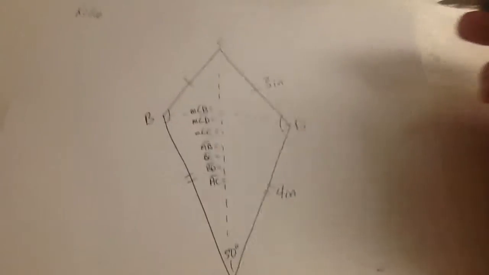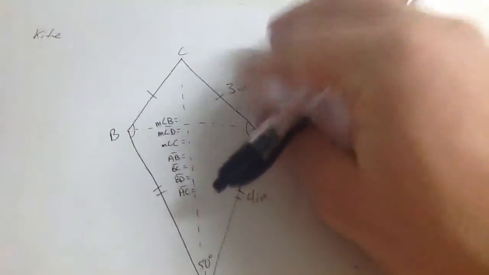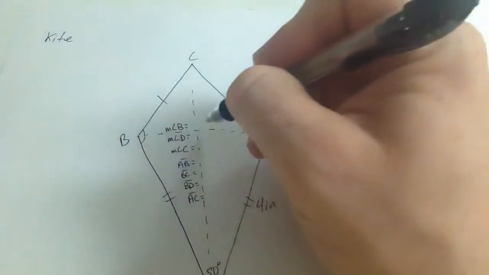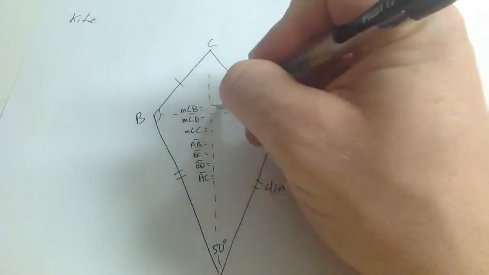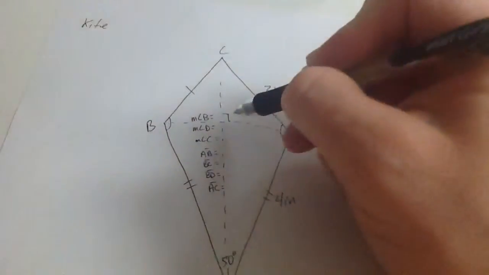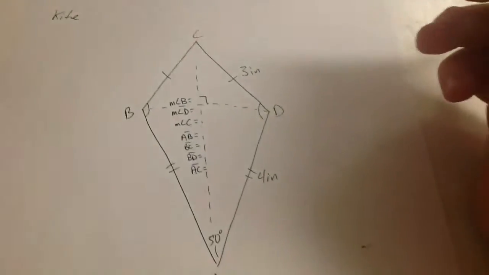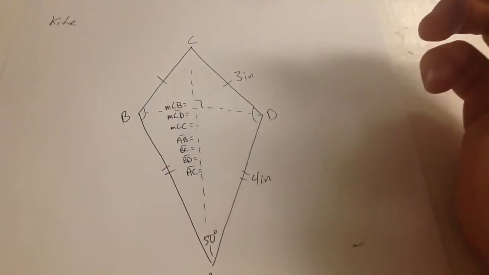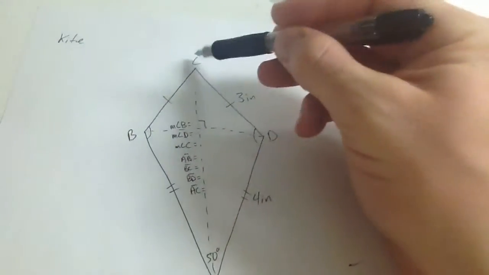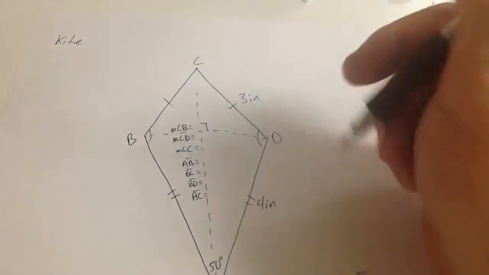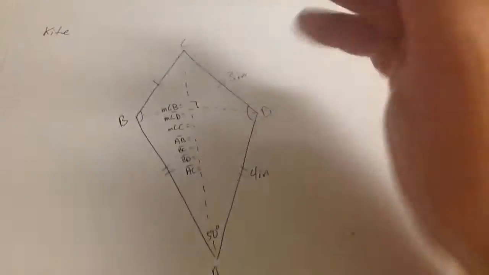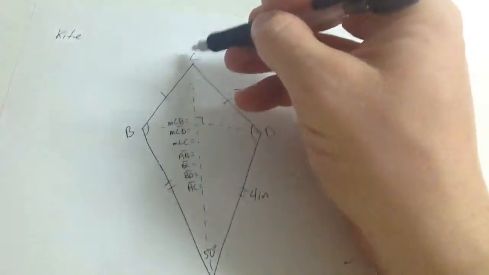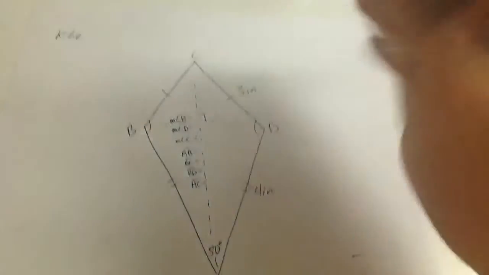The diagonals are perpendicular. That's going to help big time in this problem. Remember, perpendicular means they intersect at a 90-degree angle, so all of those angles are 90. The long diagonal bisects the shape. Bisects just means cuts in half, cuts into two equal parts. So this diagonal cuts it right in half.